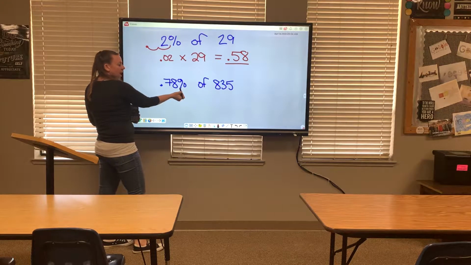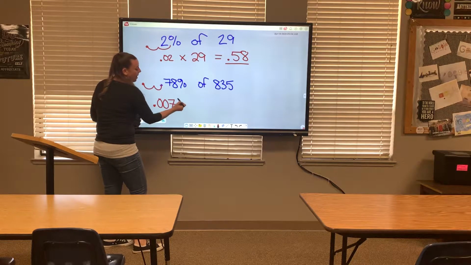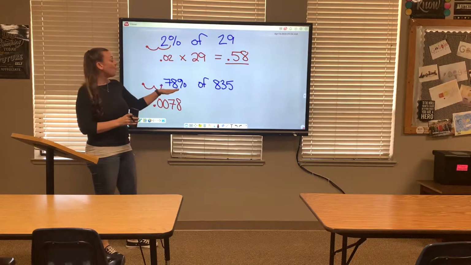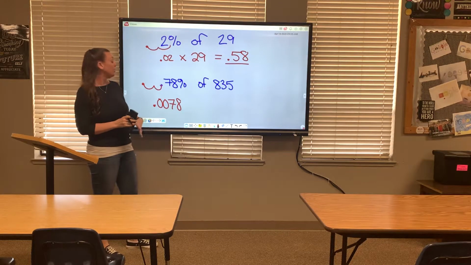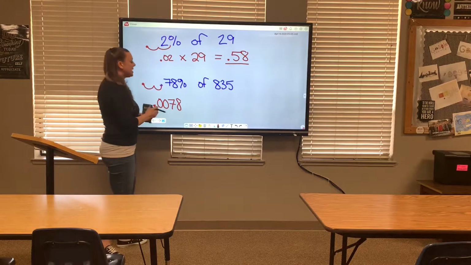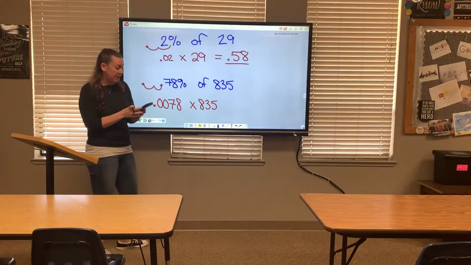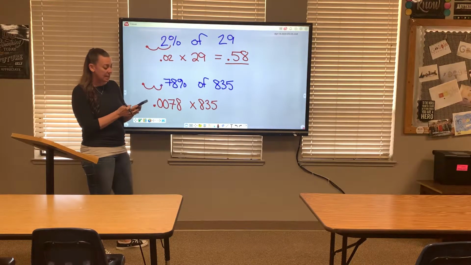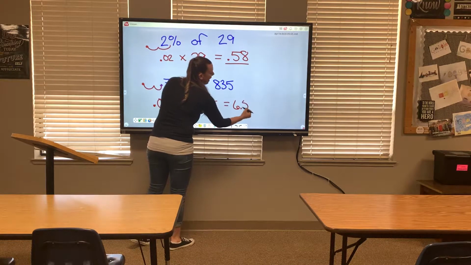Now here, I don't want to move my decimal from the percent because I already have a decimal. So I still have to move my decimal 2 spots. Because it was a percentage already and it had a decimal, that means I'm going to have a very, very small number. So 0.0078 of 835. Now I'm ready to plug that into my calculator. I say 0.0078 times 835 equals, and I'm going to get 6.513.